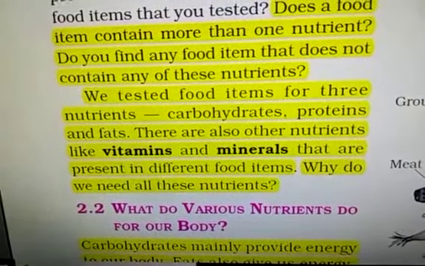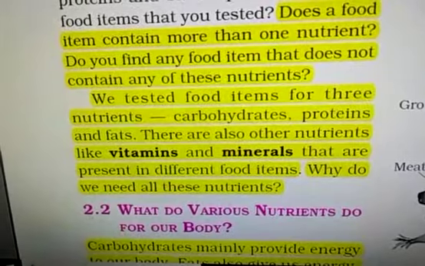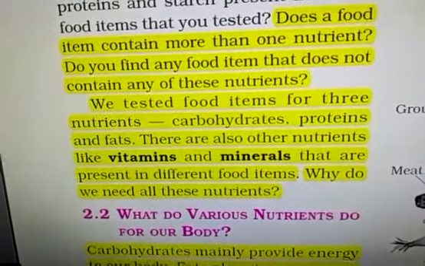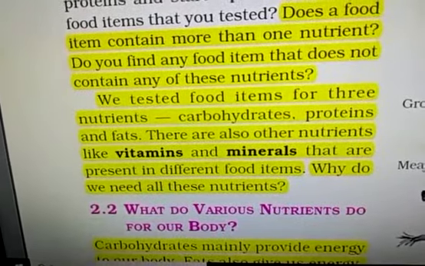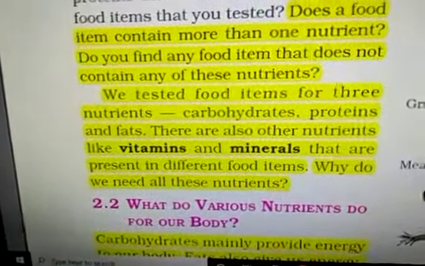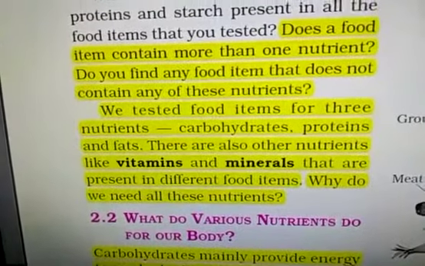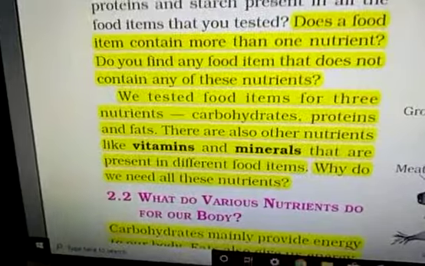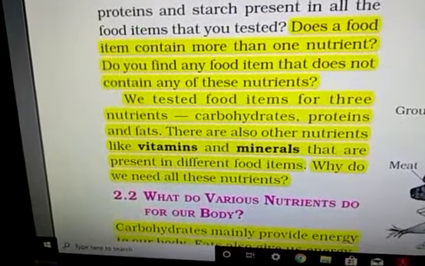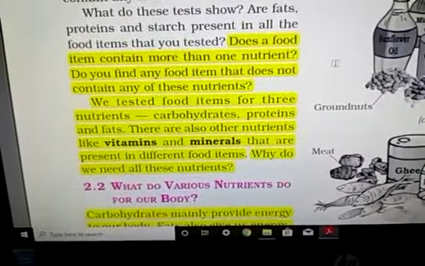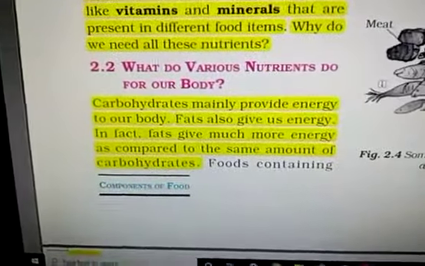We tested इन 3 में से नहीं होगा, लेकिन vitamins और minerals may be there. We tested food items for 3 only: carbohydrate, protein and fats. There are also other nutrients, vitamin and minerals that are present in different food items. Why do we need all these nutrients? So in the next topic we will study इन सभी nutrients का हमारे लिए क्या यूज है.